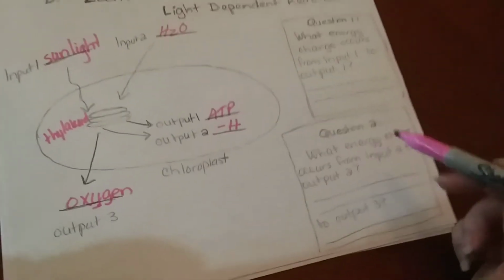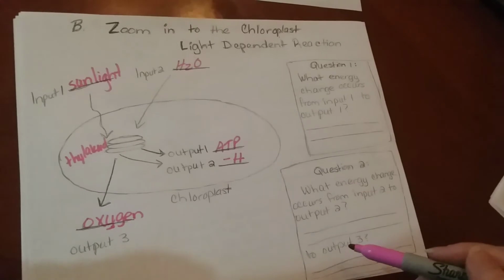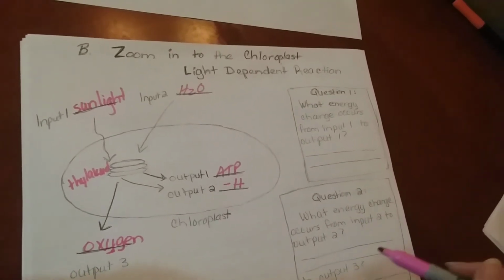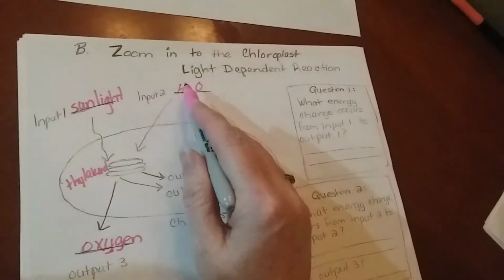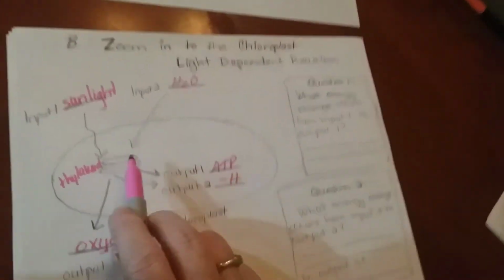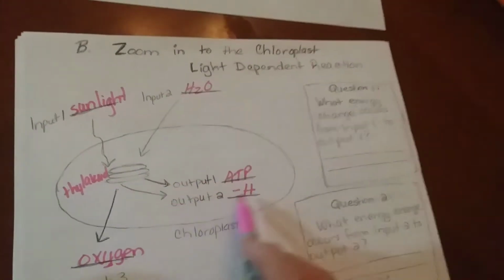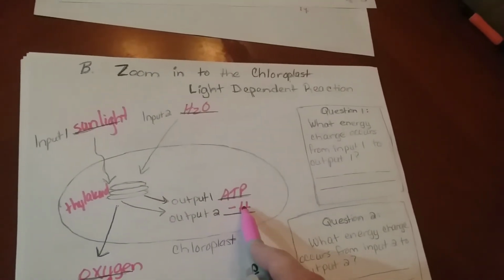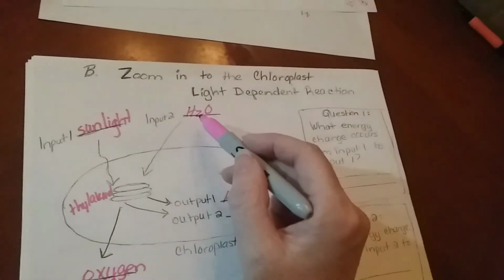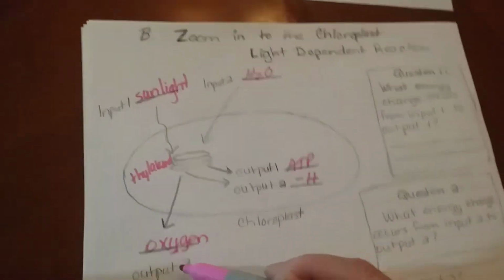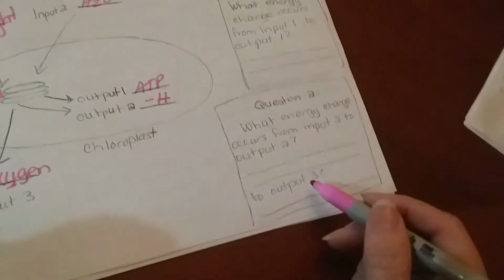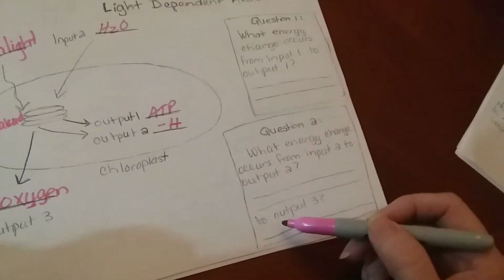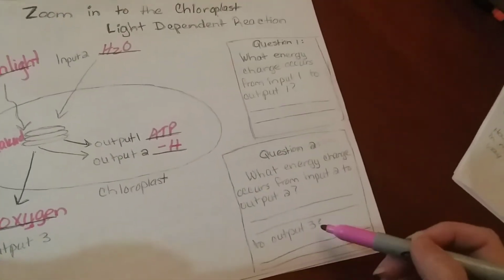So that is what you would explain here, what energy change occurs from input 2, from water, to output 2, explaining how this hydrogen ion comes off of the water, leaving us with oxygen, and that is output 3. Because oxygen is the only waste product that's left after the hydrogen leaves.